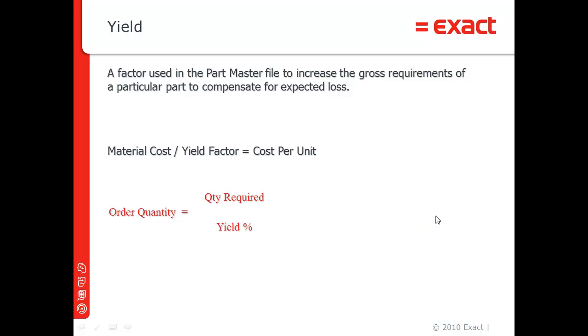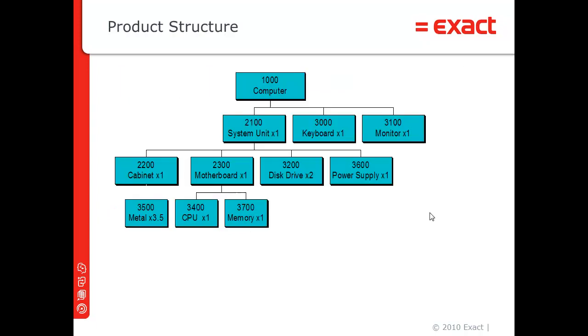Okay, now let's take a look at yield and scrap. Yield is a factor used in the part master file to increase the gross requirements of a particular part to compensate for expected loss. Now this affects costing as well. The material cost is divided by the yield factor, which provides the new cost per unit for that part. Also, the order quantity equals the quantity required divided by the yield.